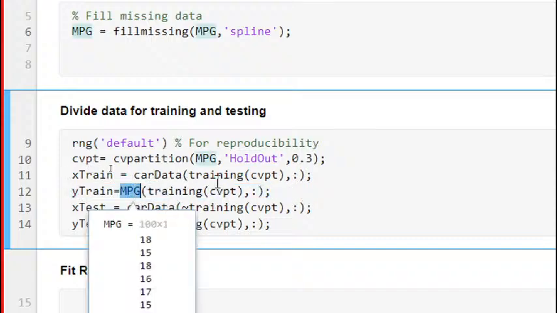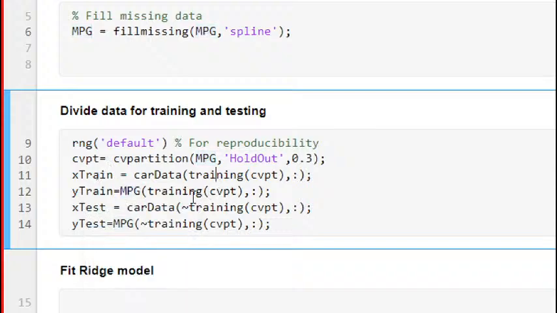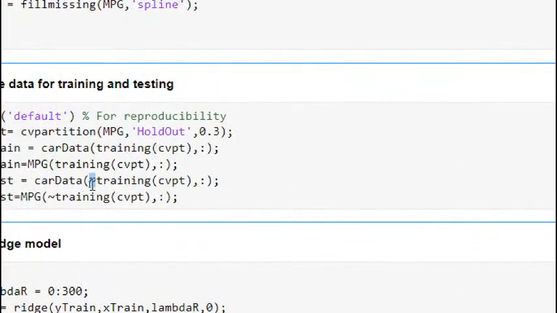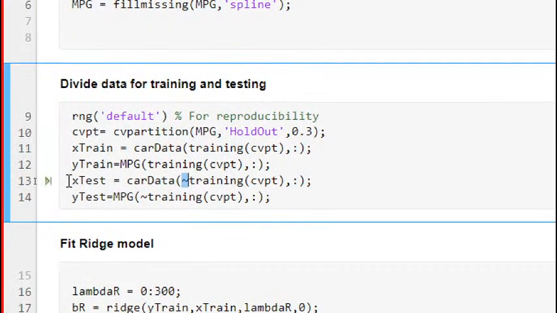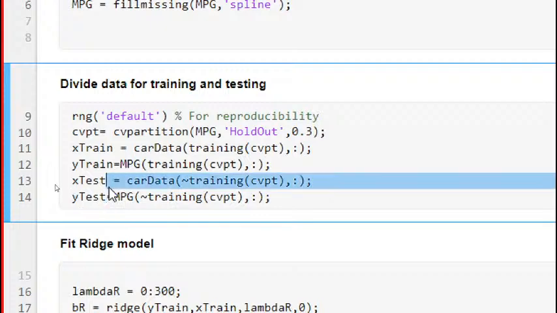For the training, and I want data for the testing, I am using the not sign. In MATLAB, this sign is used as a not, so not training. Here I will get the inputs for testing, and for every input I will get the y test, that is the output, the mileage.